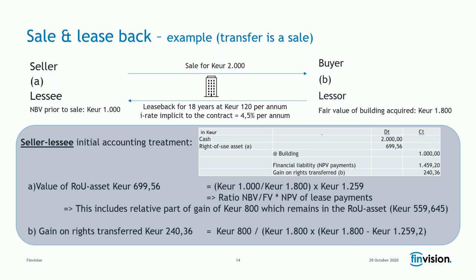So basically, a part of the gain on the asset sold, which was 800,000, because the net book value of the asset was 1 million euro and the fair value 1,800,000, and the other 200,000 is considered as additional funding. A part of that gain will remain in the right of use asset that will remain on the balance sheet. And the difference is then included directly in your income statement as a profit on your building sold, again applying the same ratio.